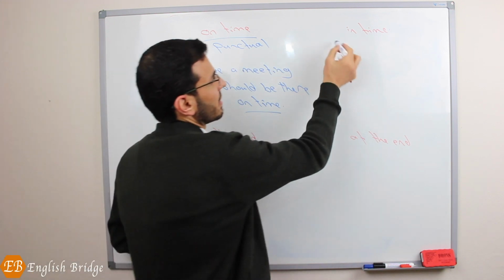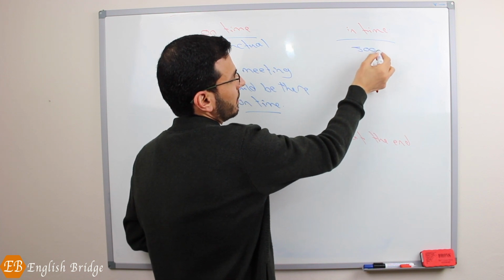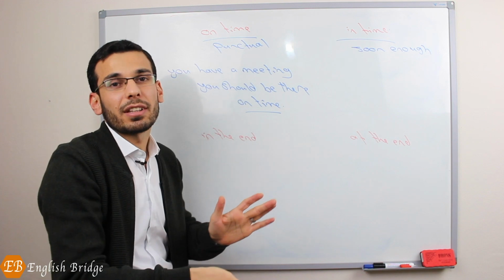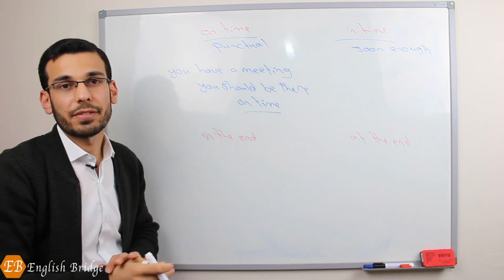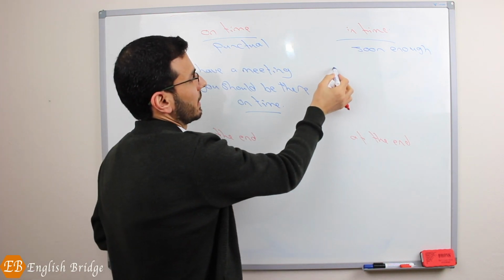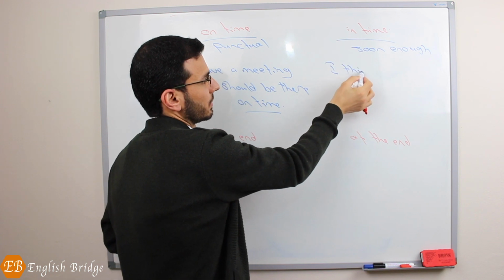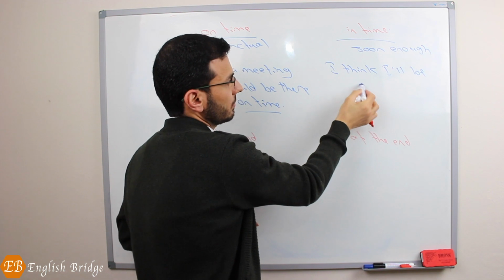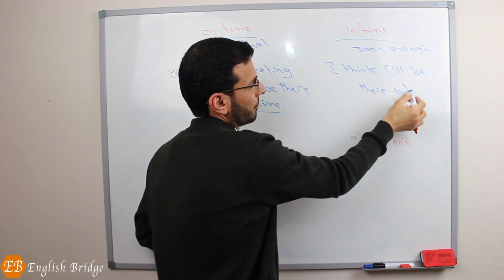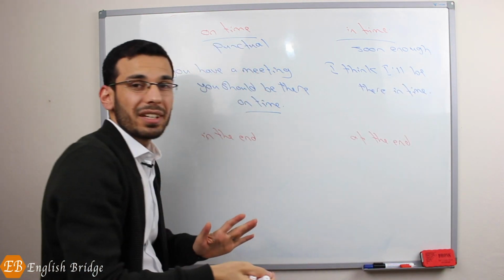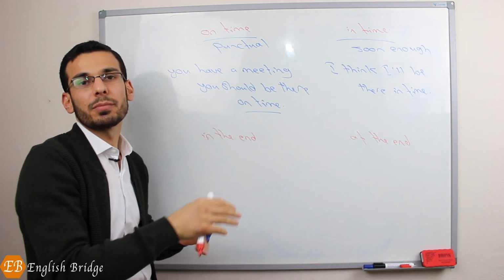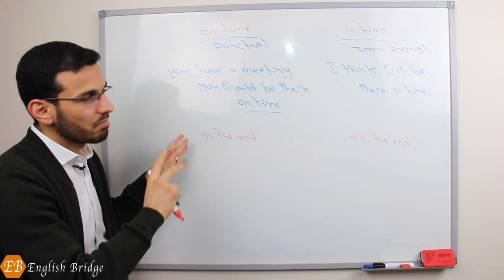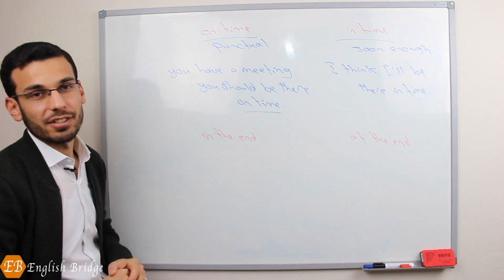In time means soon enough. It means it could be a little bit earlier or at the specific time. For example, I think I'll be there in time. It means maybe a little bit earlier or maximum at the specific time, but not later than that time. All right, so this is the small difference between these two expressions.